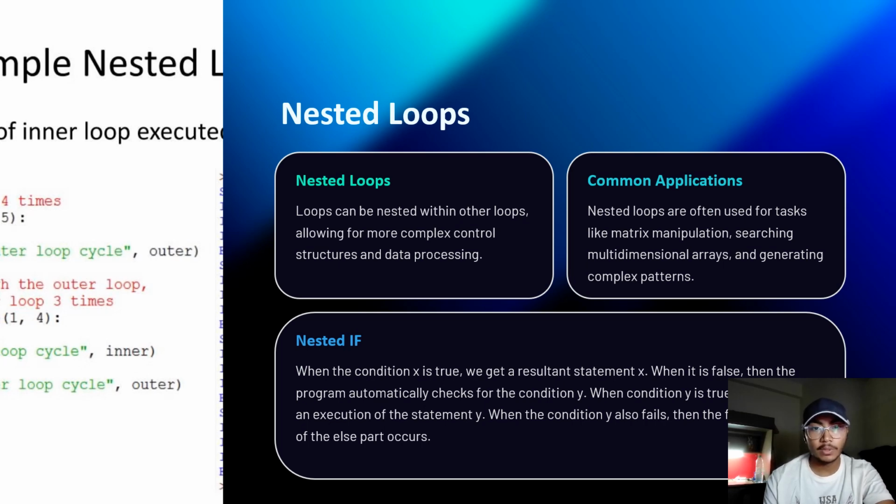Nested if. When the condition X is true, we get a resultant statement X. When it is false, then the program automatically checks for the condition Y. When the condition Y is true, an execution of the statement Y takes place. When the condition Y also fails, then the else part occurs.